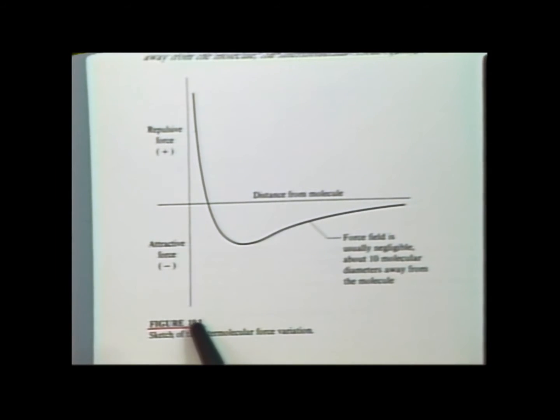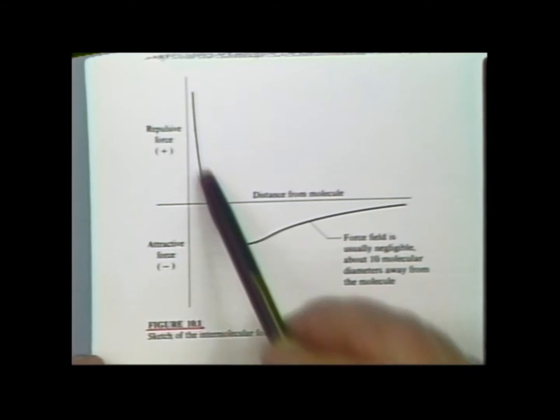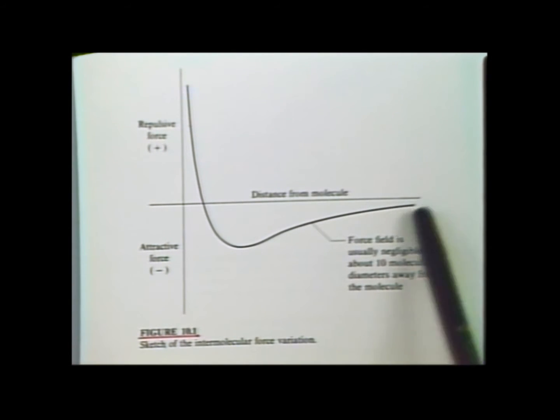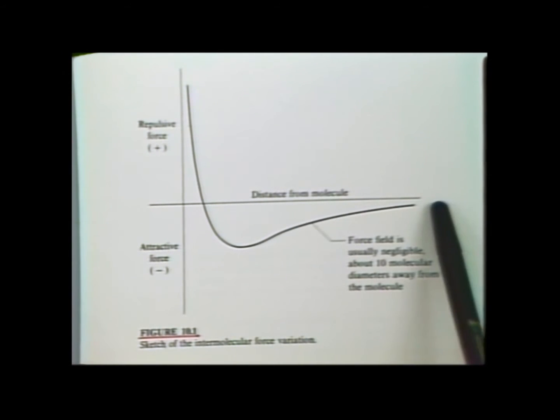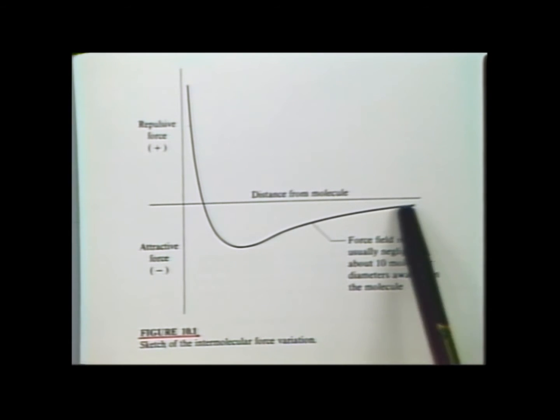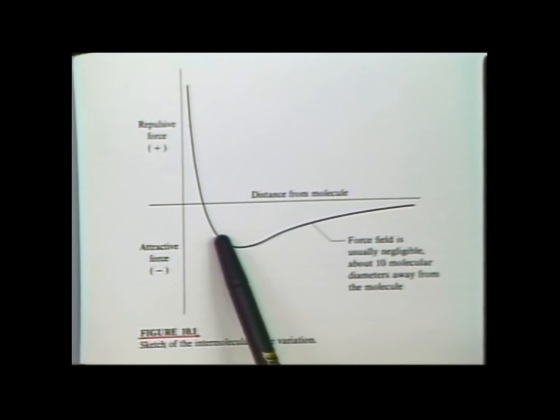It looks like this in figure 10.1. We'll put that on the overhead. The intermolecular force field looks like this. This is the force as a function of distance from the molecule. Way out here, far away from the molecule, is a fairly weak value. It's usually an attractive force. Then as you go in closer to the molecule, it becomes a very strong repulsive force. This is typical of what an intermolecular force field looks like.